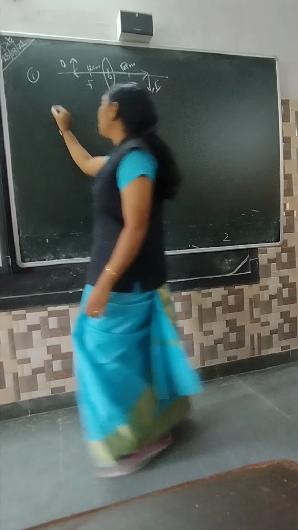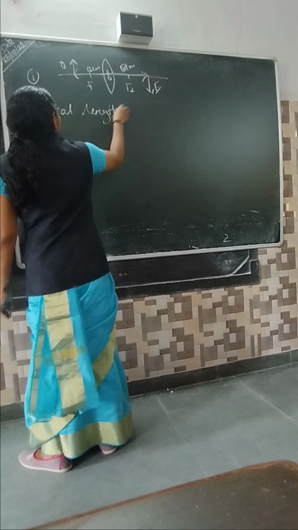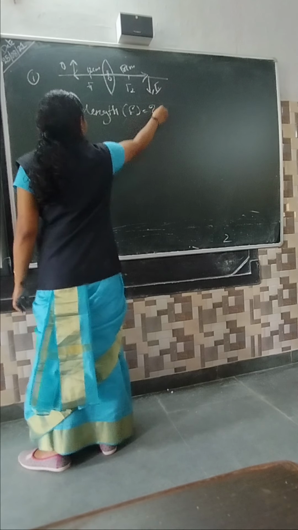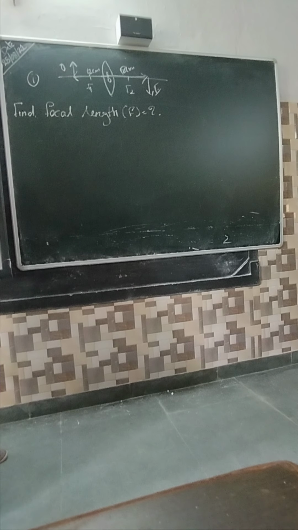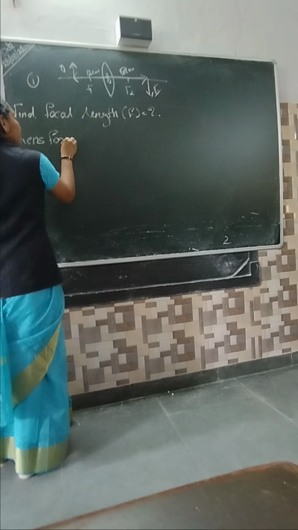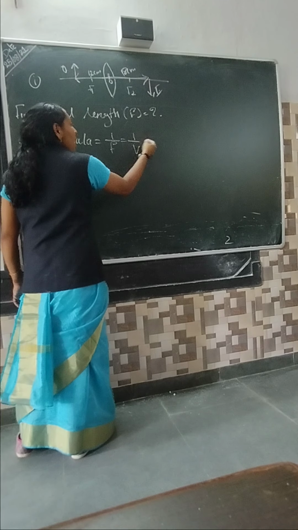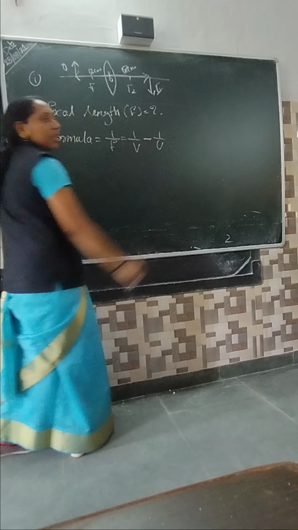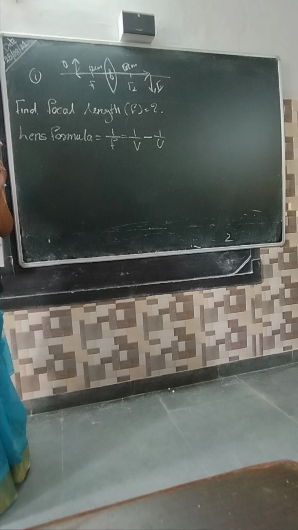Question is find out the focal length. Simply, small letter f. Find the focal length. Step number 1. Write the lens formula. What is the lens formula? 1 by f equal to 1 by v minus 1 by u. This much clear? Yes. Step number 2. Apply the Cartesian sign convention.